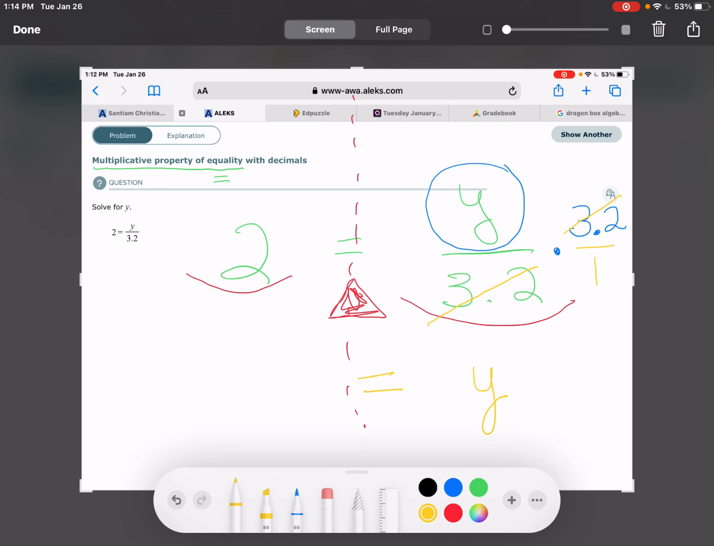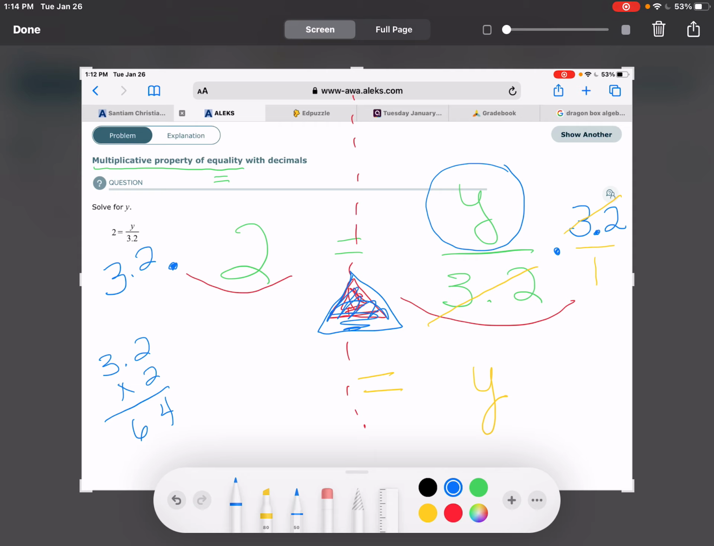Now, the only problem with what I just did is I made my balance totally unequal. I just multiplied the entire right side times 3.2. Not okay. So I can remedy that by coming over here and multiplying the left-hand side by 3.2 also. So I need to do 3.2 times 2. I can do that like this if I want to.